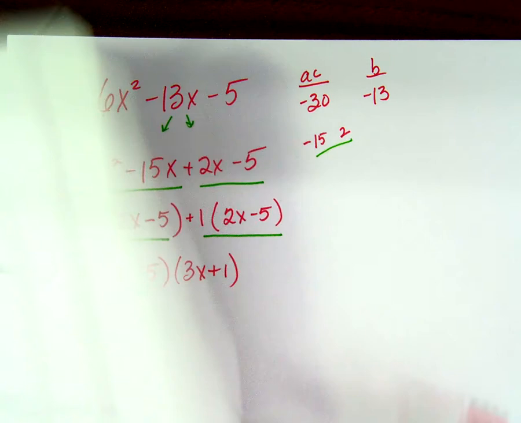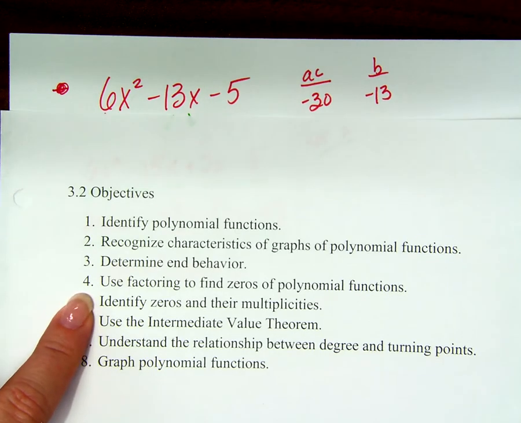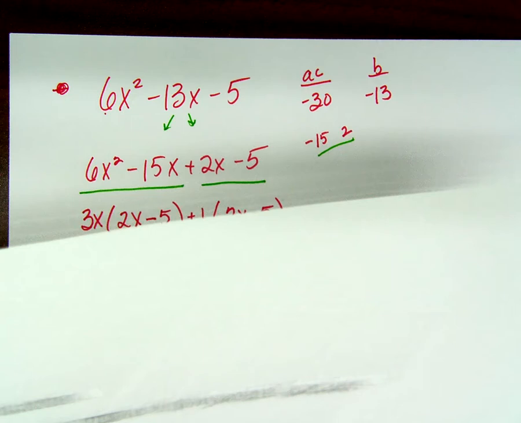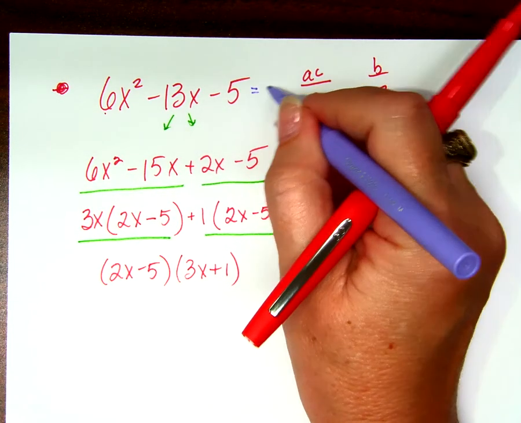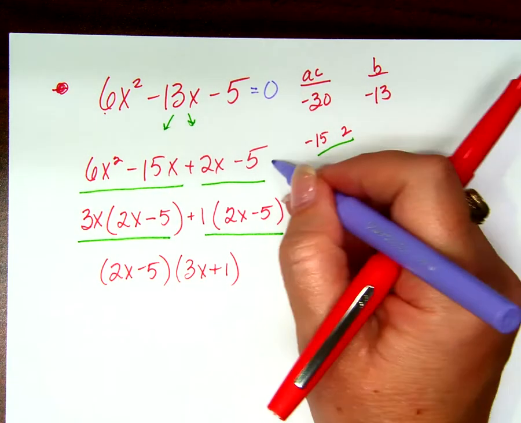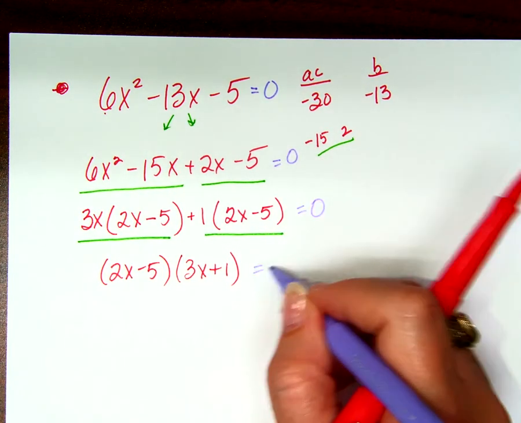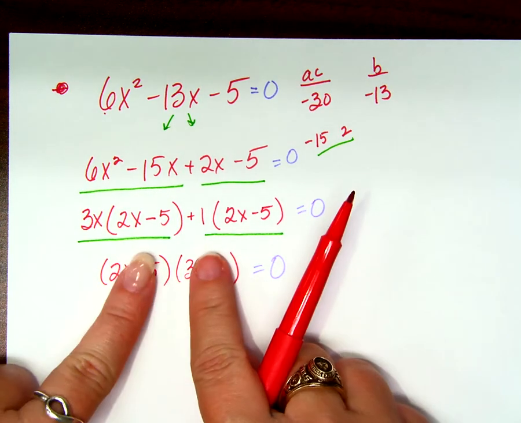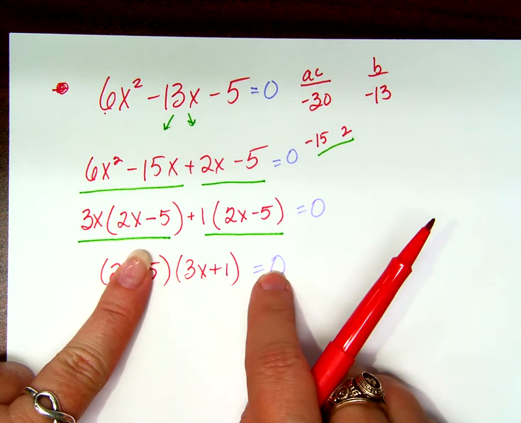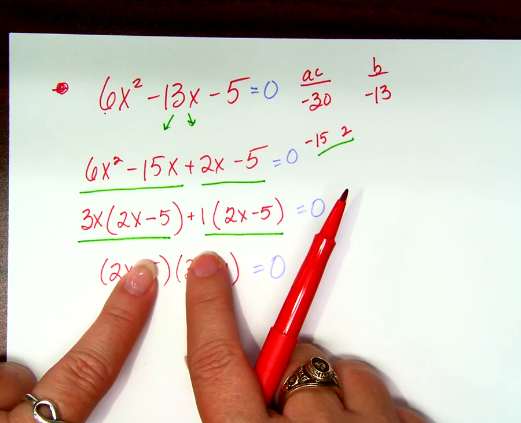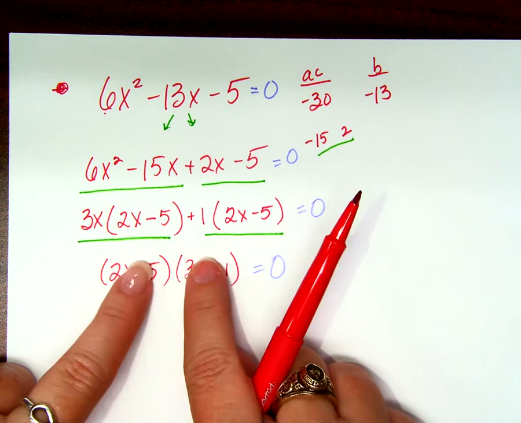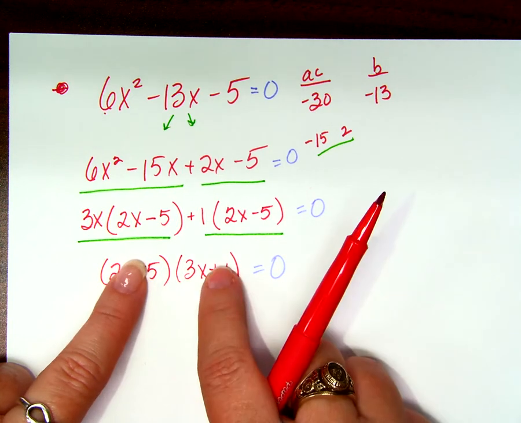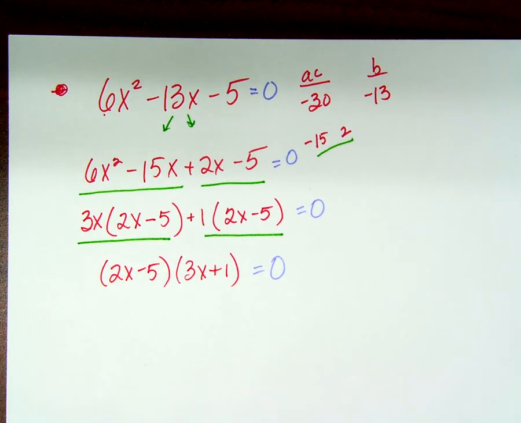The only thing really that's different here, number 4, use factoring to determine zeros of polynomial functions, is that it's going to be like this, equals 0. So all these are equals 0. And if you have two things that are multiplied together that equal 0, what has to be true about one of them? One of these two has to be 0, right? That's the only way you can multiply two numbers and get an answer of 0, is if one of them is 0, okay?